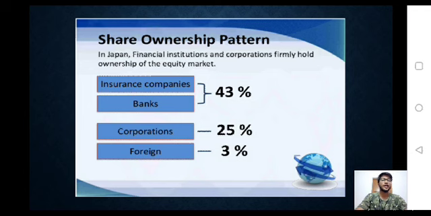So this is the share ownership pattern. The financial institutions, and mainly the banks, are the ones who hold the majority of the shares in a Japanese corporation. The insurance companies and the banks together constitute almost 43% of the shares in a Japanese corporation. Then the corporations have 25%, and the foreign institutional investors or any other person can have almost 3%. They can get up to 3% of the shares.